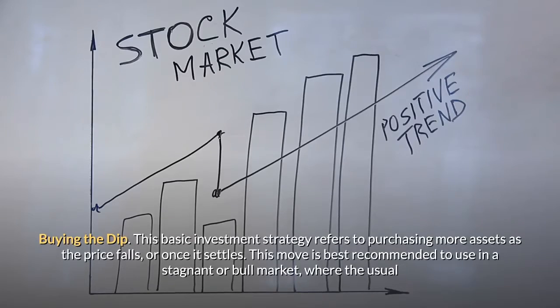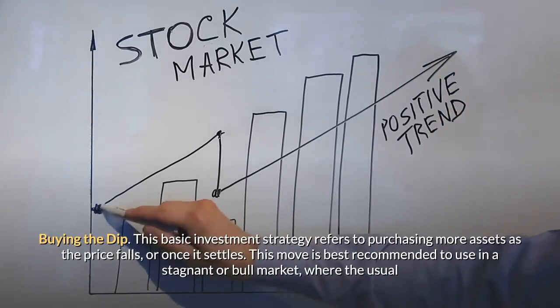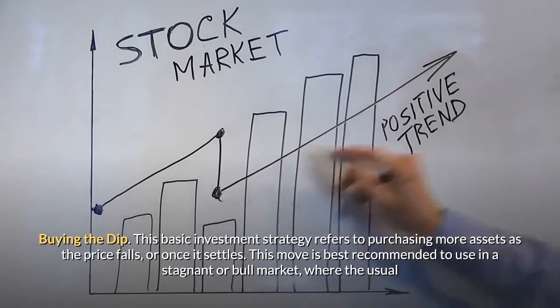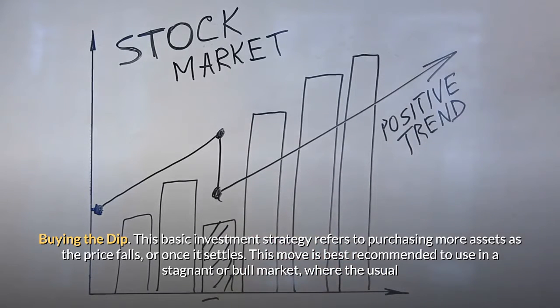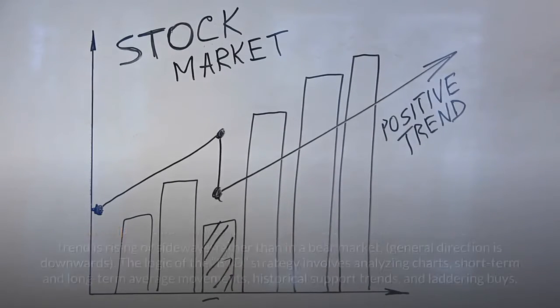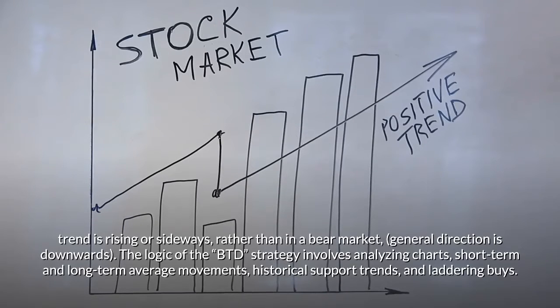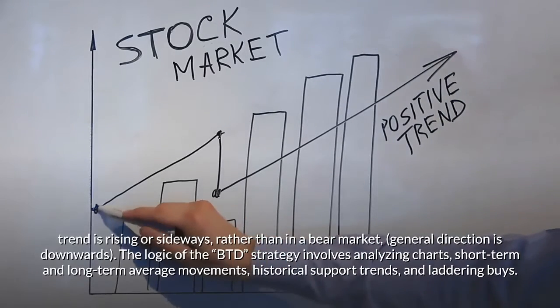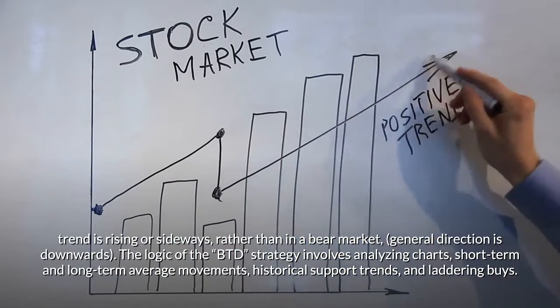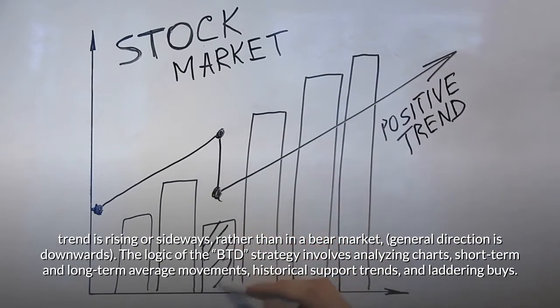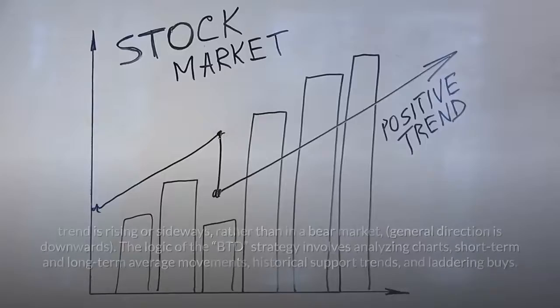Buying the dip. This basic investment strategy refers to purchasing more assets as the price falls, or once it settles. This move is best recommended to use in a stagnant or bull market, where the usual trend is rising or sideways, rather than in a bear market, where the general direction is downwards. The logic of the BTD strategy involves analyzing charts, short-term and long-term average movements, historical support trends, and laddering buys.